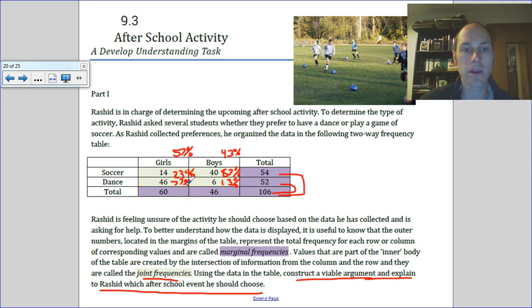So Rashid might be better off choosing soccer. He might please more groups that way, as opposed to going with dance, where the girls would be happy but very few of the boys would. So here's how we can use those tables.